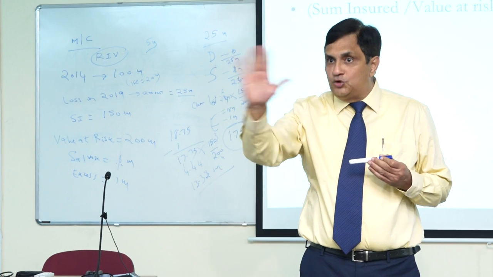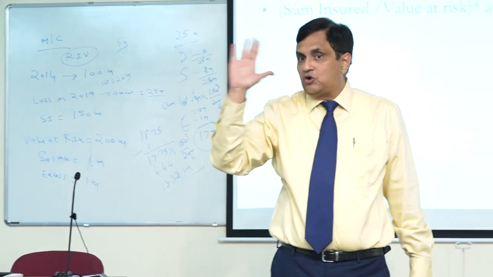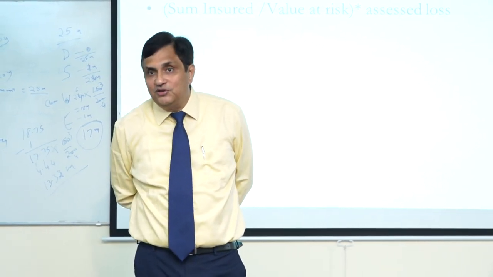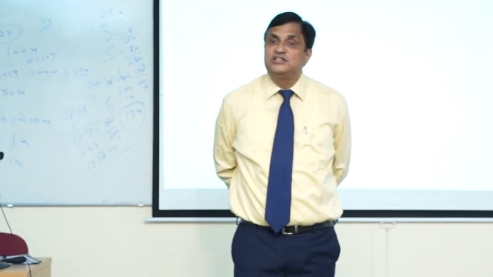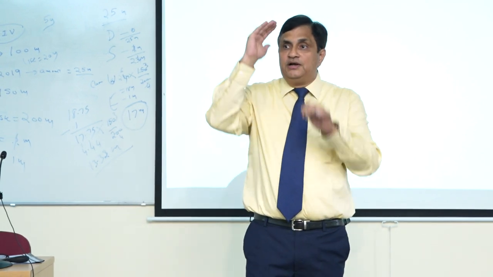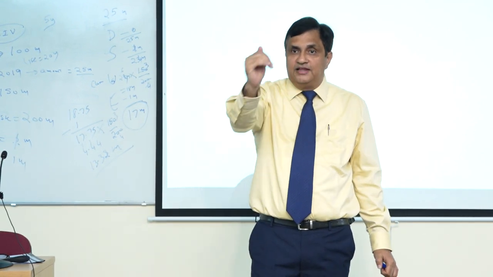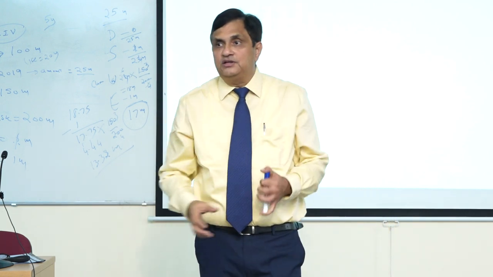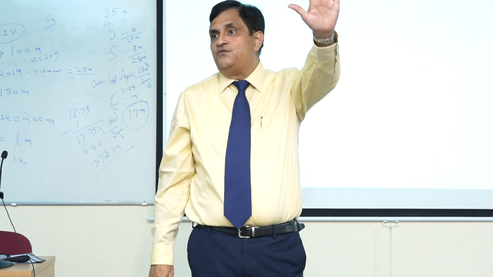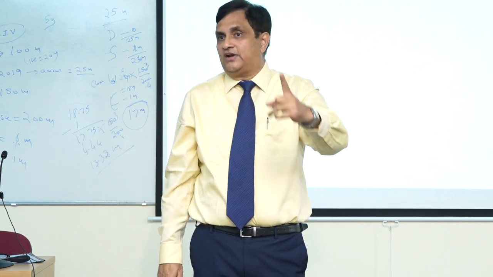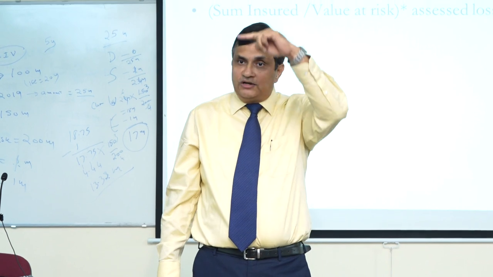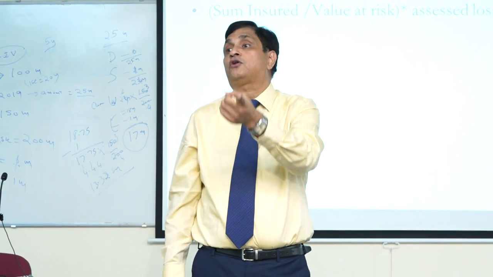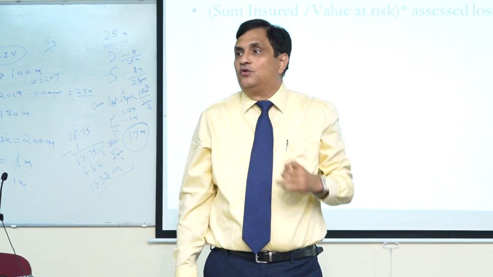If any of you has any doubt, please ask me. Because it's very, very important to understand how you settle a claim on a market value basis and how you settle a claim on a reinstatement value basis. You always remember depreciation, salvage, under insurance, excess. For depreciation, you need to know the life and the age. For under insurance, you need to know the sum insured and the value at risk. Value at risk is nothing but what ought to have been the sum insured. So that is the key.